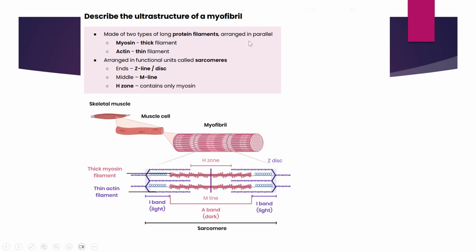Describe the ultrastructure of a myofibril. It's made of two types of long protein filaments arranged in parallel. You've got myosin, which are thick filaments, and actin, which are thin filaments. They are arranged in functional units called sarcomeres, and the ends are known as Z lines. The middle is known as the M line, and then the H zone contains only myosin.